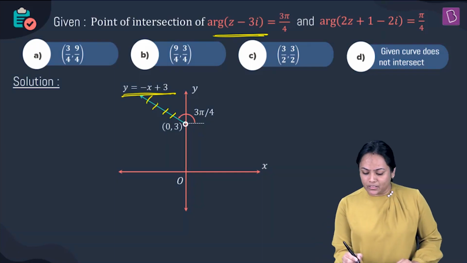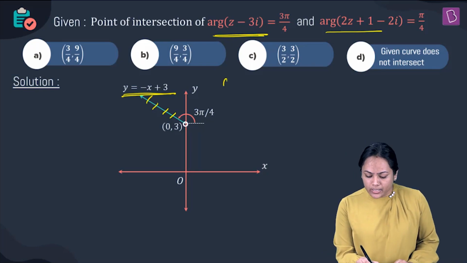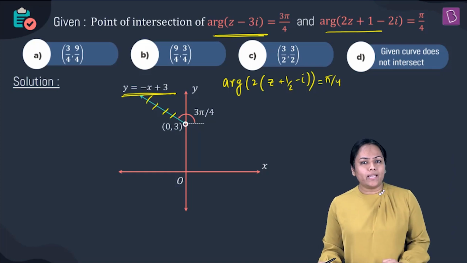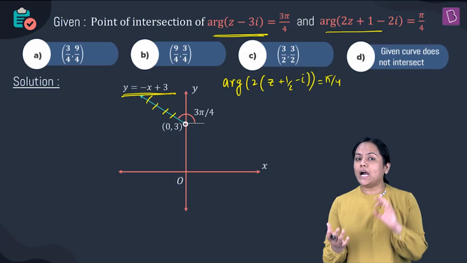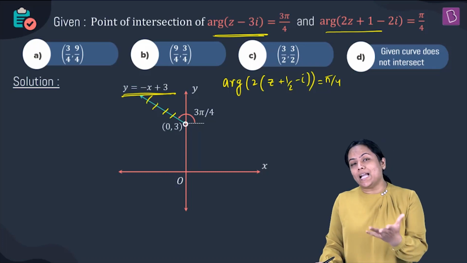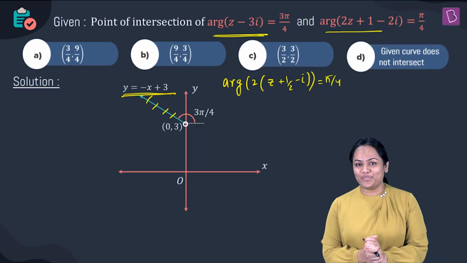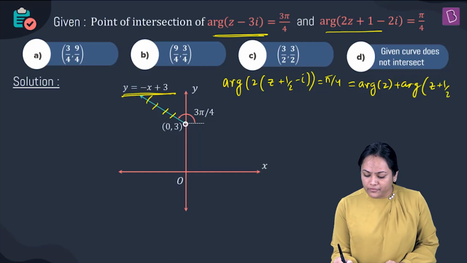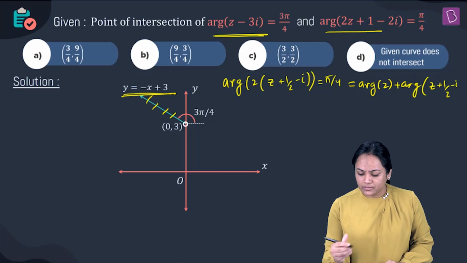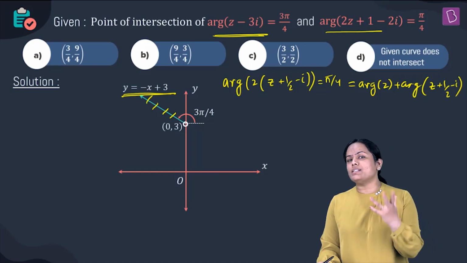Similarly, if I go to my second curve, it is written like this. Here I'm writing it as argument of twice, taking 2 common. So it's z plus 1 by 2 minus iota, and this entire thing is equal to pi by 4. Now guys, tell me one thing. What is argument of z1 into z2? Well, if we recall the property, argument of z1 z2 is nothing but argument of z1 plus argument of z2, isn't it? So this can be written as argument of 2 plus argument of z plus half minus iota. Is this much clear?